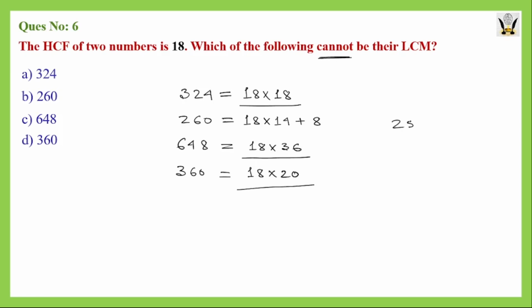So 252 can be a multiple of 18. That can be the LCM of those two given numbers whose HCF is 18. But if we add this 8 to it, then it becomes 260, and 260 cannot be their LCM value. So our correct option will be option B.